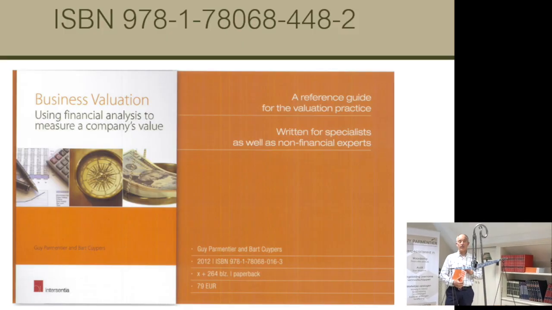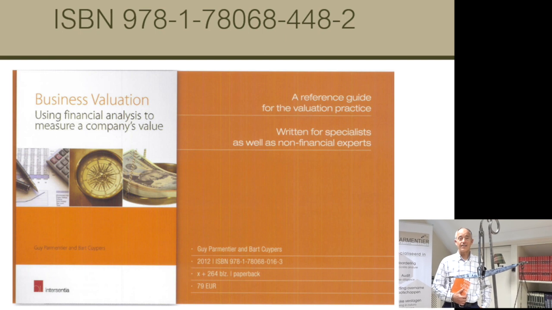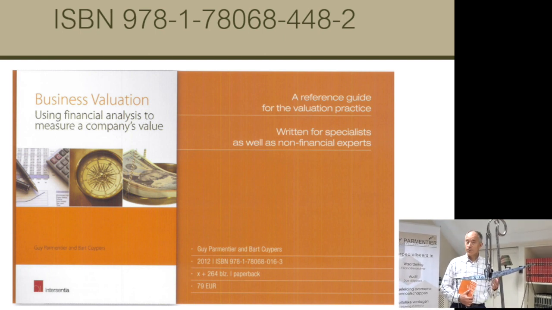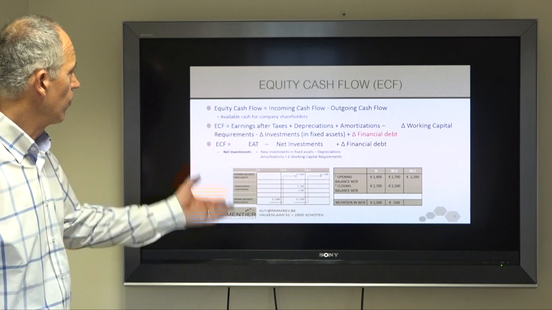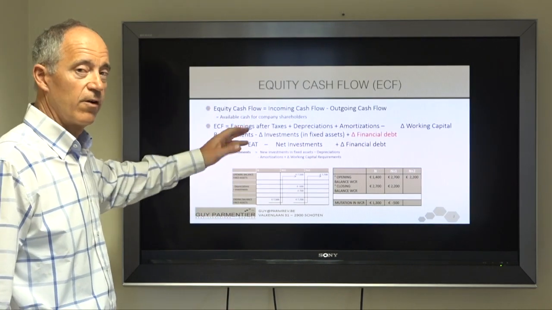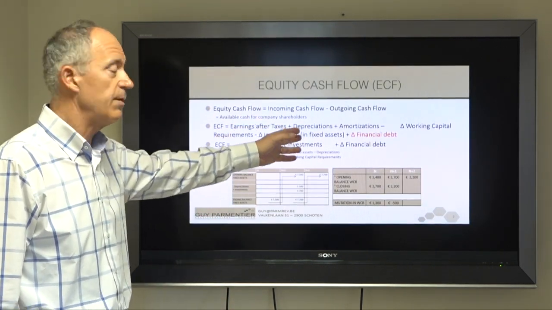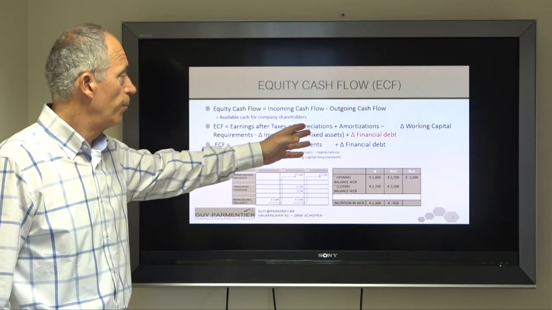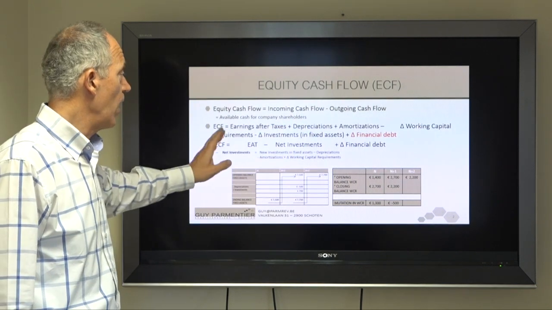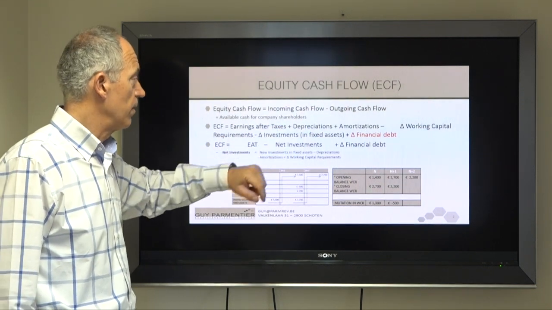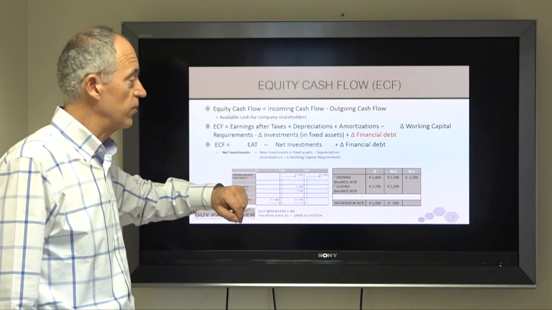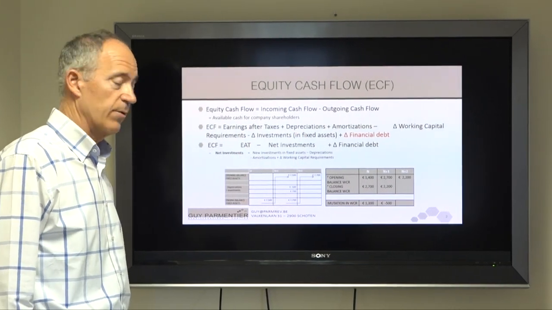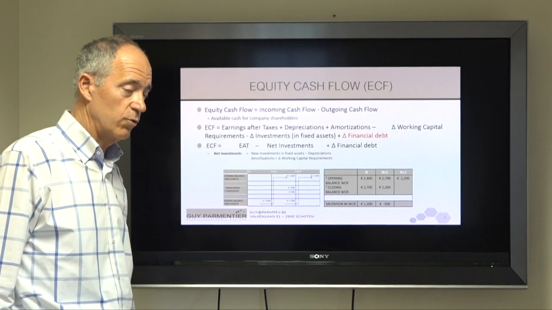You can read it all in the book Financial Analysis and Business Valuation, and today we're going to talk about the equity cash flow, and I'm going to give you a practical example of how you have to calculate the value based on the equity cash flow. Now remember, equity cash flow is the earnings after taxes plus the depreciations plus or minus the working capital requirement mutation minus the recurrent investments you're doing and the repayments of the debt you have to make to the bank.